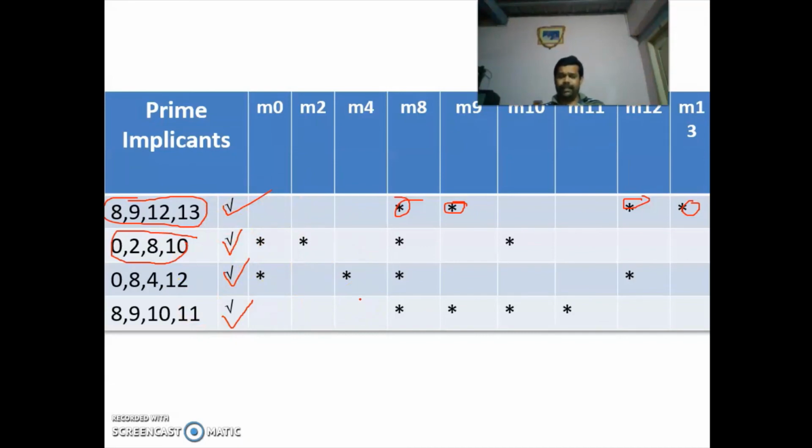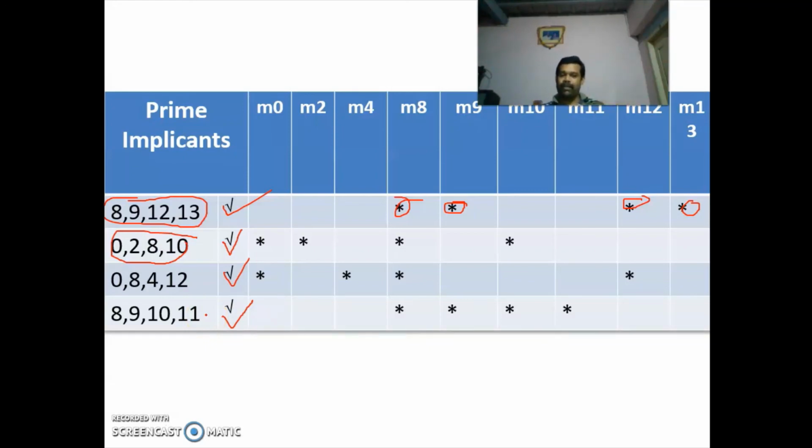It states that we have to consider all these prime implicants, and these are the minimum prime implicants, and there is no redundant prime implicant present here.